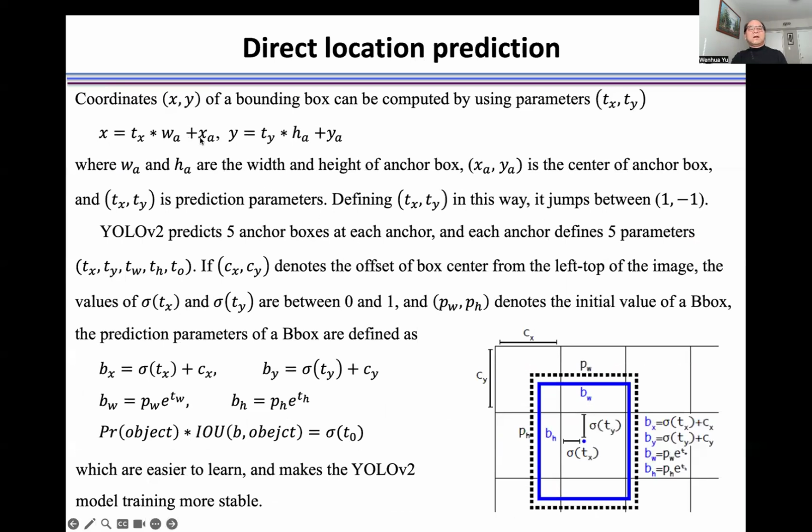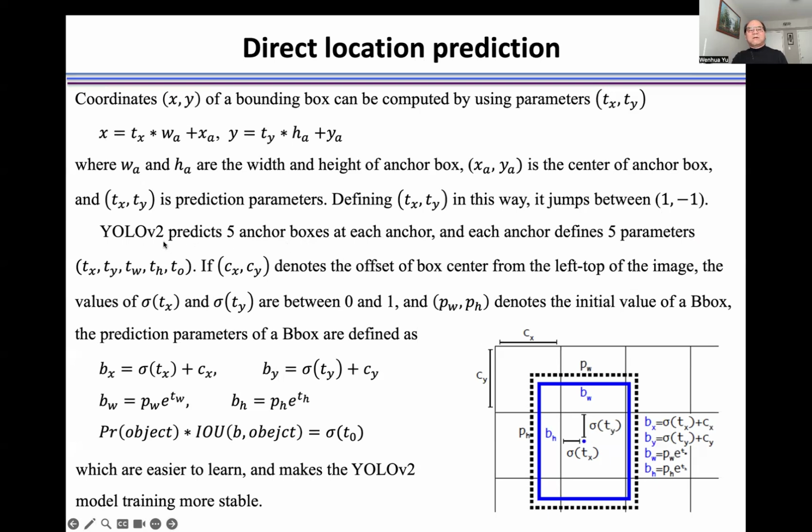Coordinates x, y of a bounding box can be computed by using parameters tx and ty, as shown here, where wa and ha are the width and height of an anchor box, xa and ya is the center of an anchor box, and tx, ty are prediction parameters. Defining tx, ty in this way, it jumps between +1 and -1.